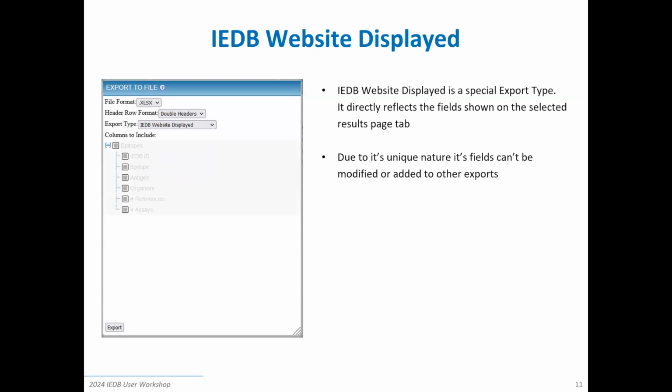So here's a little bit more on the IEDB website displayed export type, because it's a special one. Because of its specialization, you cannot modify the fields that are chosen here. All the other ones you can pick and choose your fields, but if you want the IEDB website displayed, you get basically what is displayed there, and this is how you can get exactly what is shown on your results page if you want those.